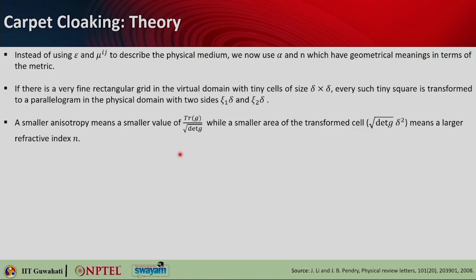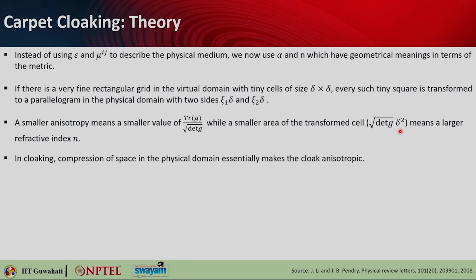A small anisotropy will mean a smaller value of this ratio, trace of G over the square root of the determinant of G, while a smaller area of the transformed cell. The cell area is basically the square root of the determinant of G times delta squared, and that will mean a larger refractive index n.